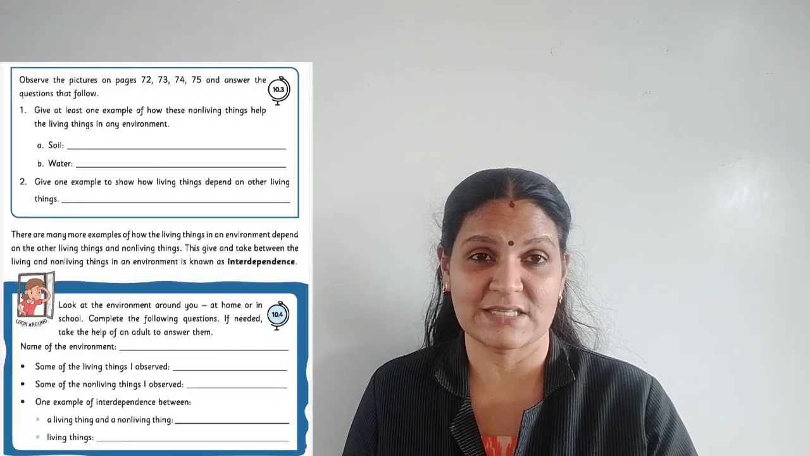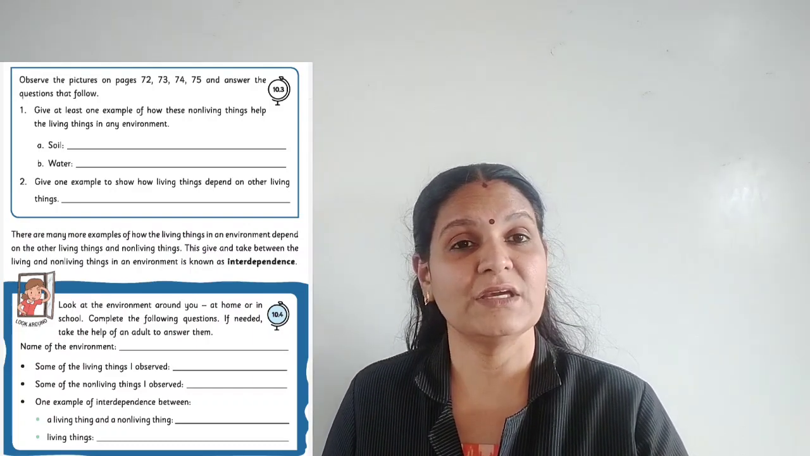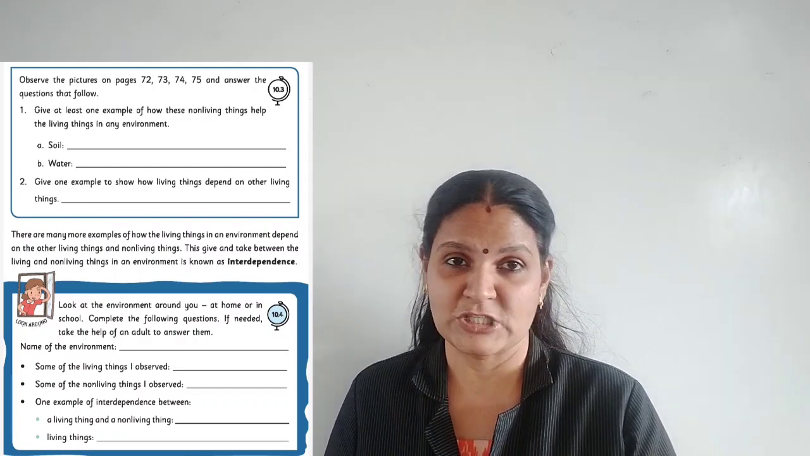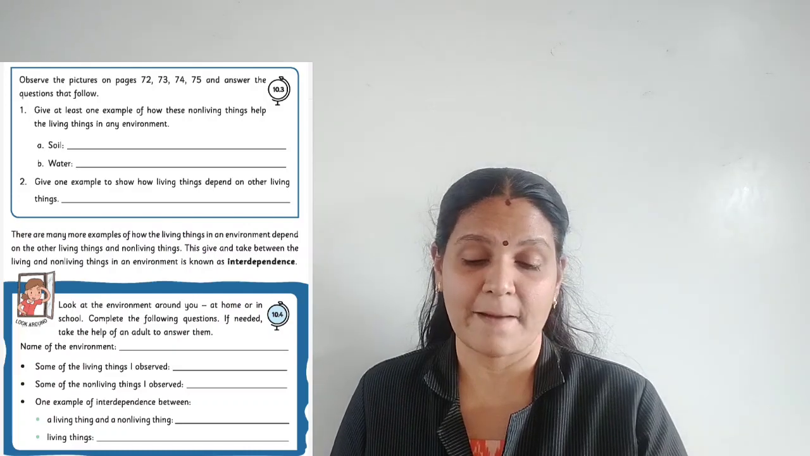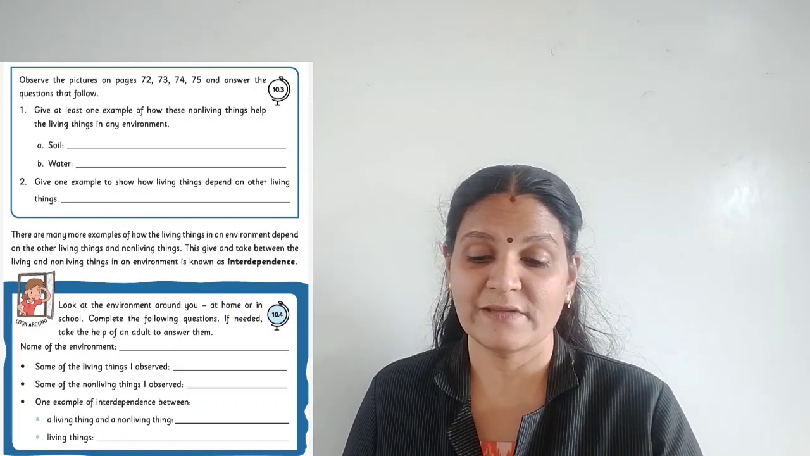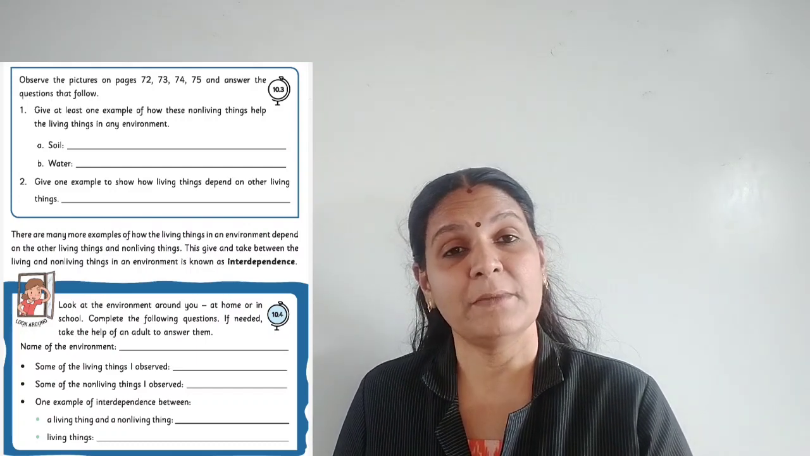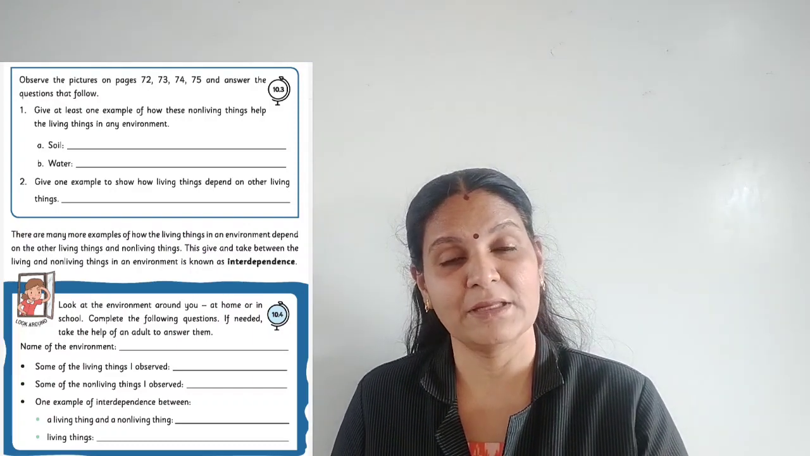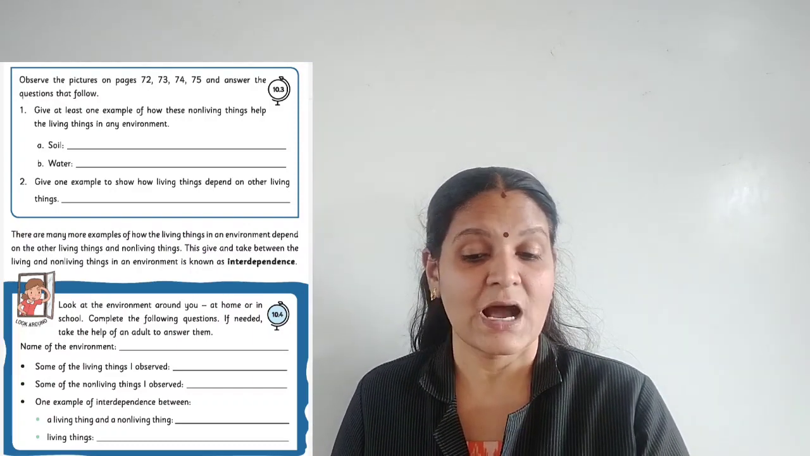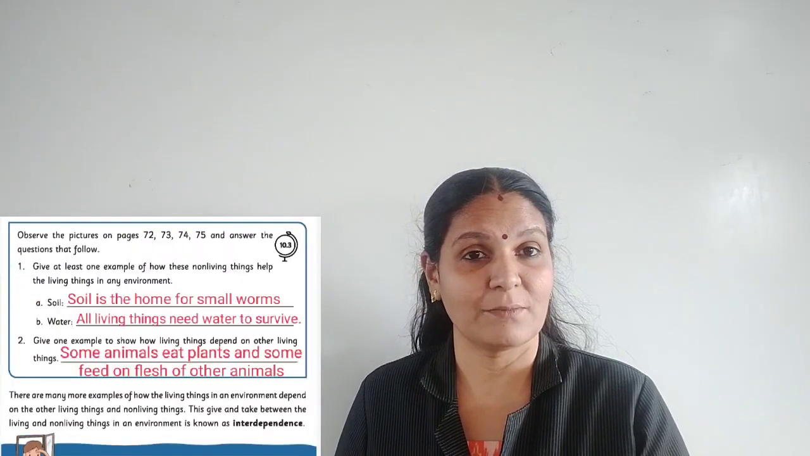Okay, so you have an activity here, page number 76, activity number 10.3. We observed all the 4 pictures here. You need to write at least one example of how these non-living things help living things in any environment. So for the 2 non-living things we discussed, soil and water, how they help the other living things and non-living things, that is what we are going to write. So how does soil help living things?